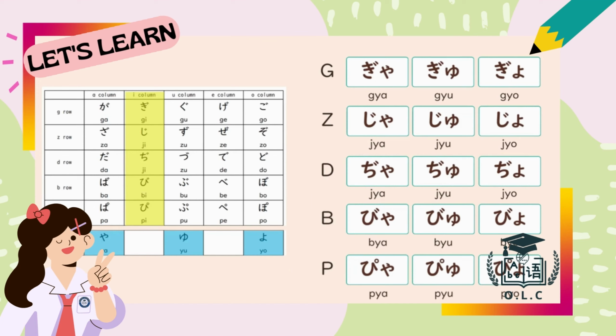Now, one important point to note is that Yōon sounds from the D row are hardly ever used in modern Japanese. So if a word has these Yōon sounds, that word will most likely use the Yōon combination from the Z row. So do keep that in mind. Okay, so let's move on and practice reading these characters.